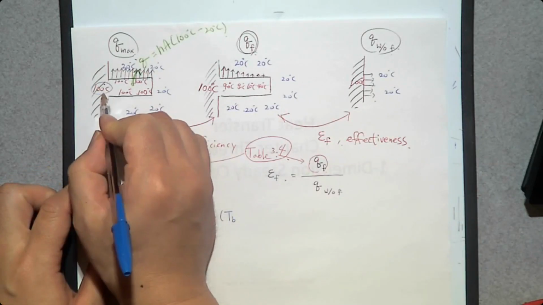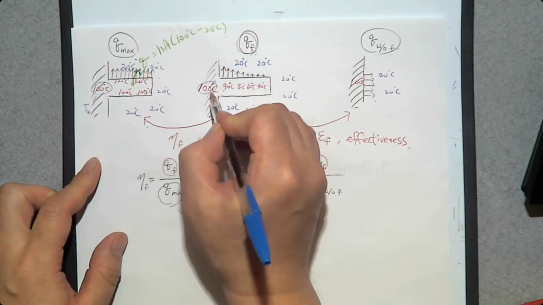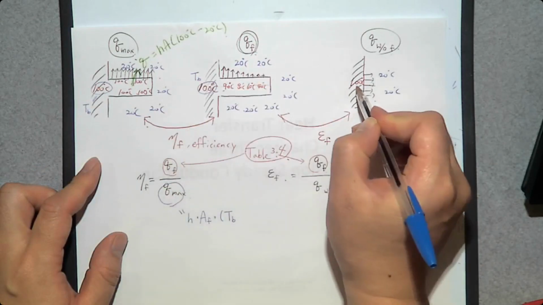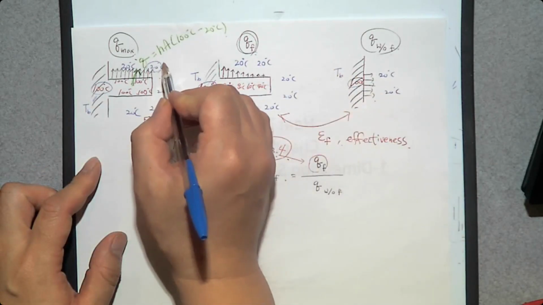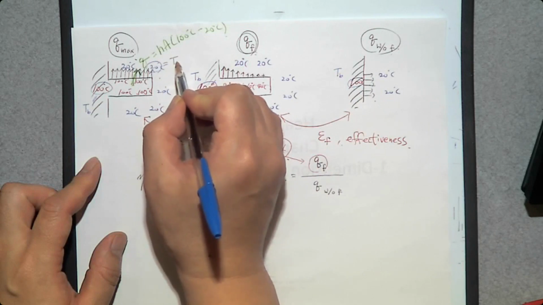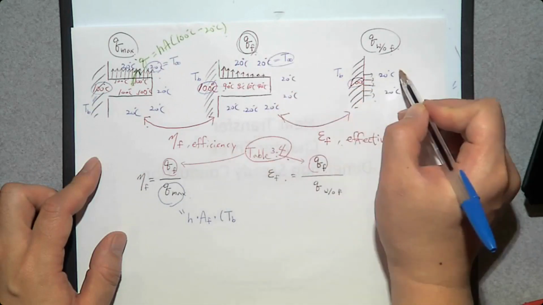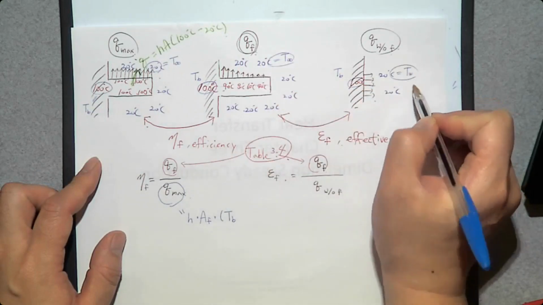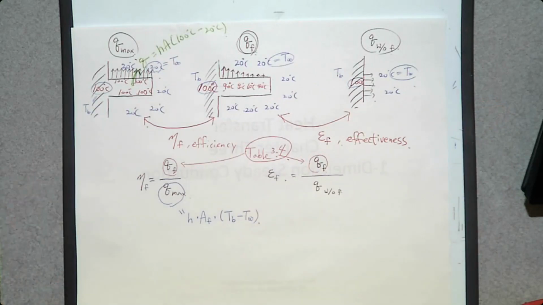So this 100 degrees Celsius is going to be the temperature of the base, and 20 degrees Celsius is the temperature of the surrounding fluid, T infinity. So T_b minus T infinity. Now that's how we can determine the maximum rate of heat transfer from the fin to the surroundings.